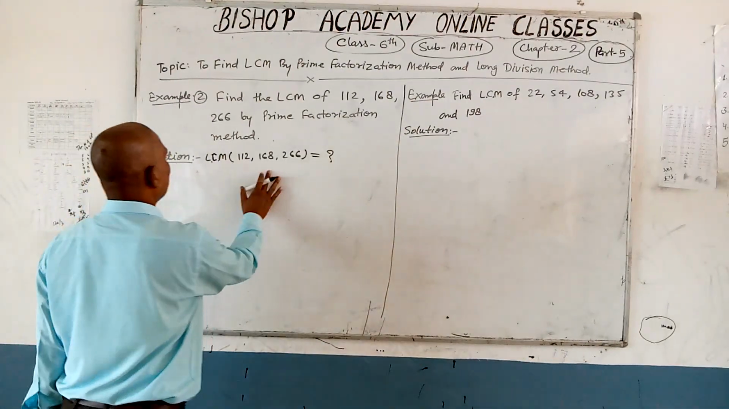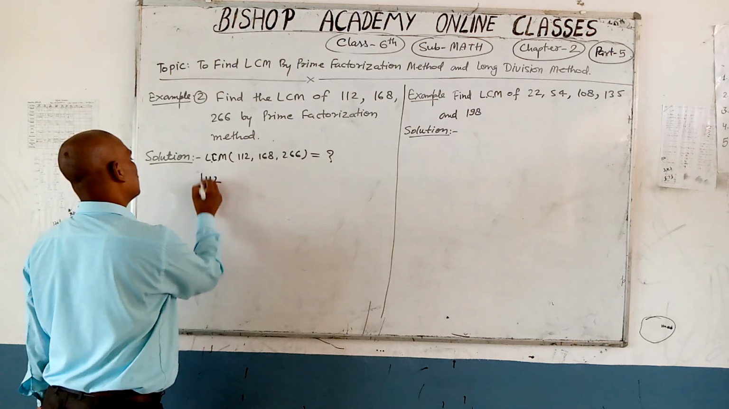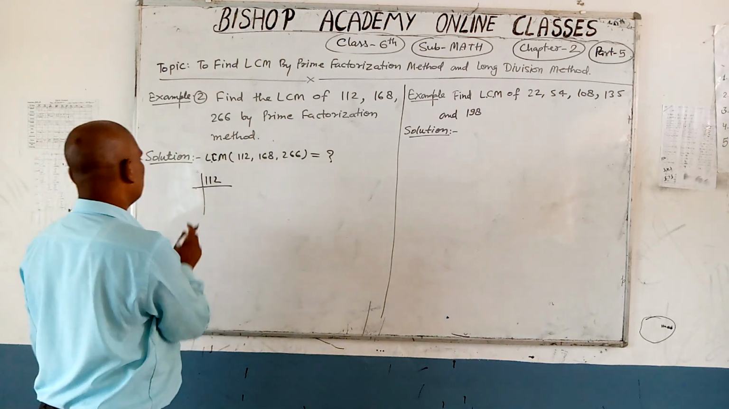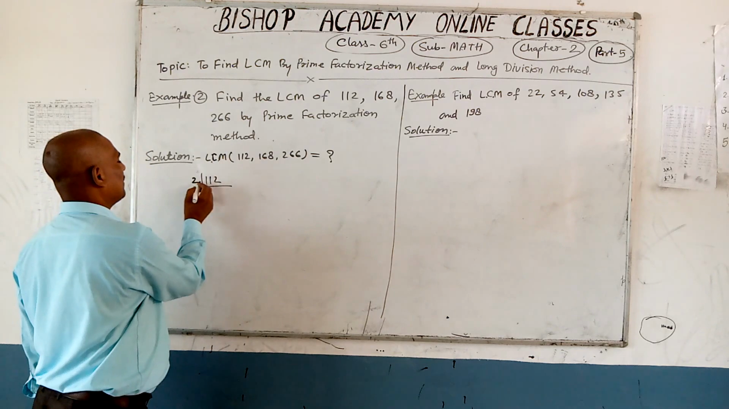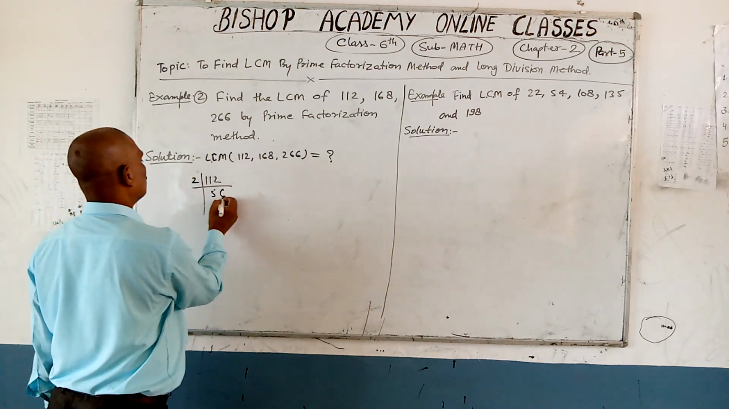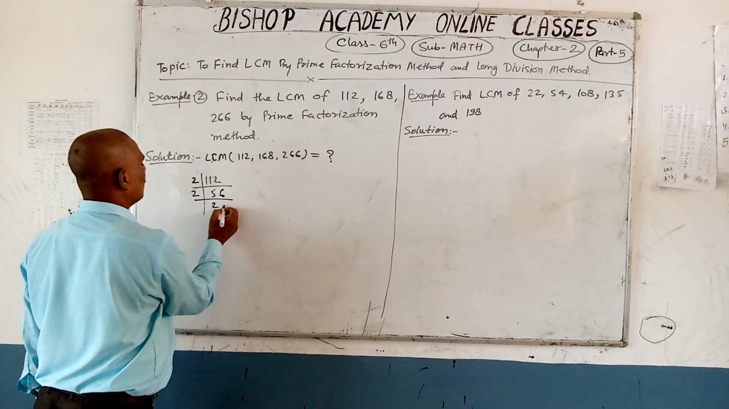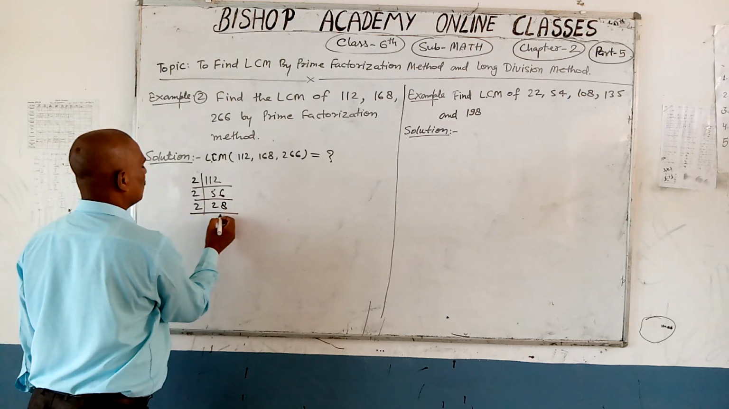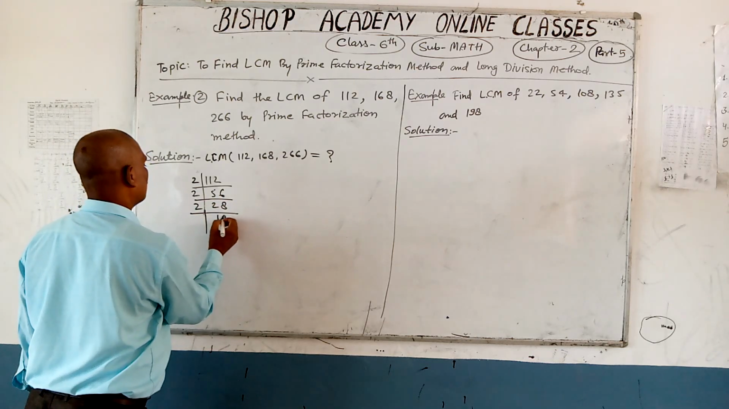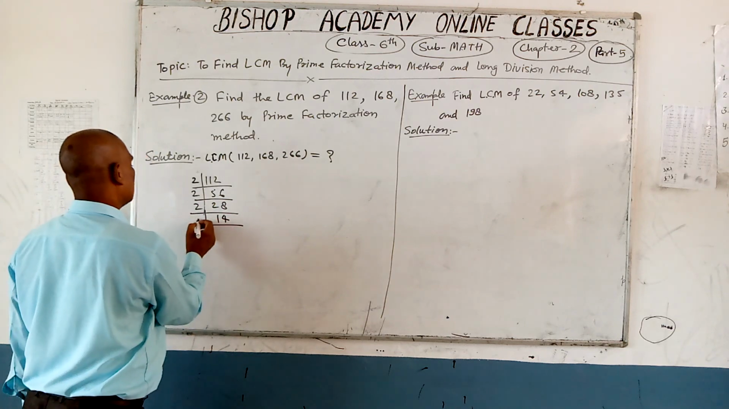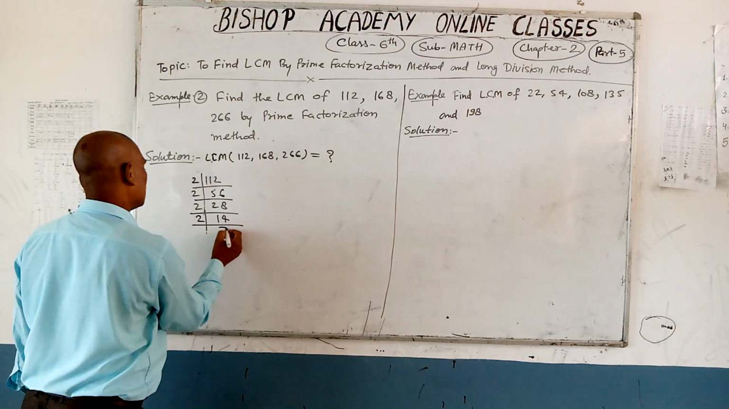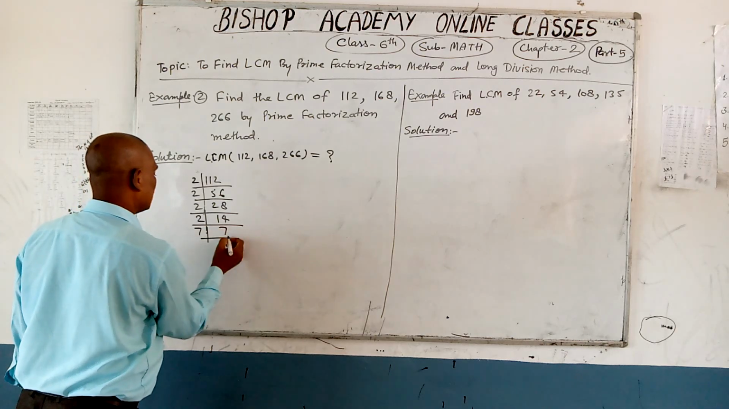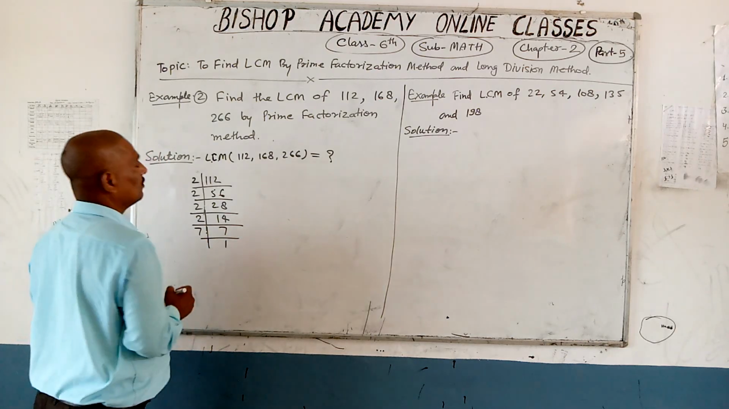So write the prime factorization of 112 first. You know that this is divisible by the smallest prime number 2. 2 5 are 10, 2 6 are 12. Now 2 2 are 4, 2 8 are 16. Again by 2, here you get 14. And again by 2, 14 is divisible 7 times. And 7 is divisible by 7 one time.